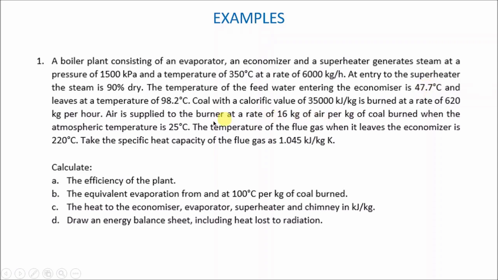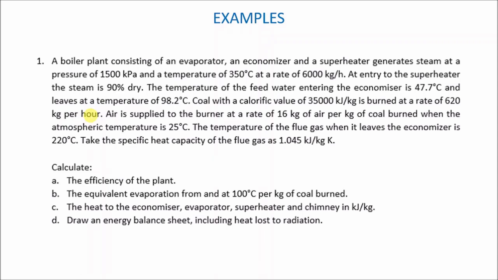Okay, really important. And then you are given the calorific value of the coal. You are told coal with a calorific value of 35,000 kilojoules per kg. So this is CV, the calorific value of the coal, 35,000. Okay, and it is being burned at a rate of 620 kilograms per hour. So now this 620 kilograms per hour is the mass of the coal, or the mass of the fuel, MF or MC.